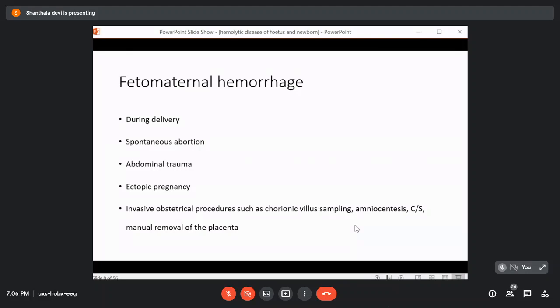The sensitization happens during delivery, or if there has been a spontaneous abortion or an abdominal trauma in pregnancy, an ectopic pregnancy, or invasive obstetrical procedures such as chorionic villus sampling, amniocentesis, cesarean sections, or manual removal of placenta. All this can result in significant fetal-maternal hemorrhage, which can sensitize the mother to the fetal antigens which she lacks.